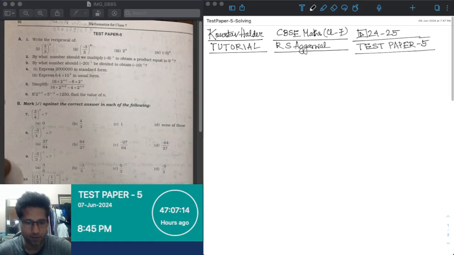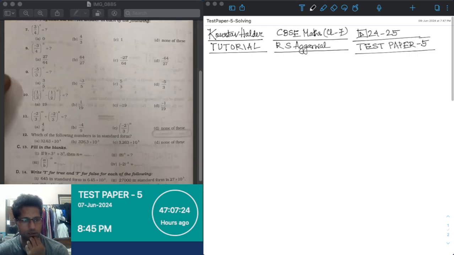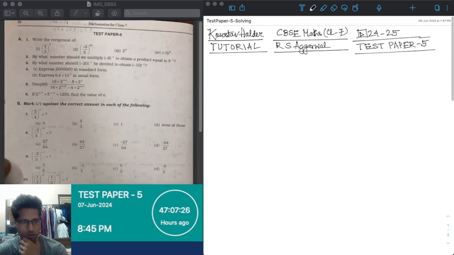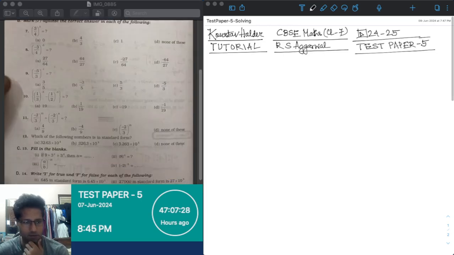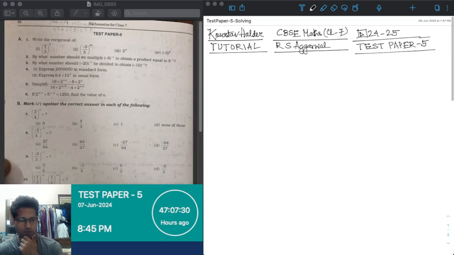Okay, so I have the timer set. As of now, it is showing 47 hours left, but I will try to solve it in 30 minutes. There are 14 questions. There are not many questions. I should be able to solve it in 30 minutes. So let's start. This is test paper 5 of the chapter Exponents. So, section A.